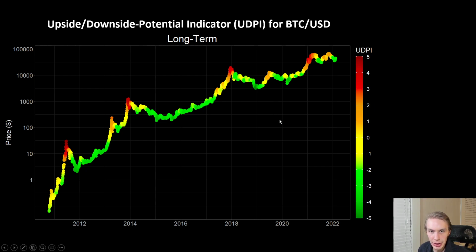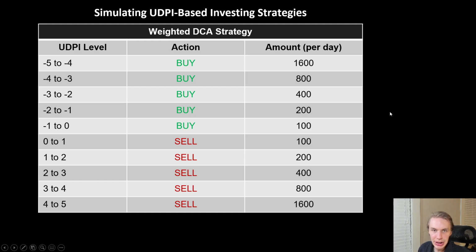So just a note there. If you've seen that previous video, the strategy that I basically simulated was this one. Essentially, we have the UDPI level here, whether you're going to buy or sell at different levels, and the amount that we're going to do it. All the comparison conditions are always going to start with $40,000.